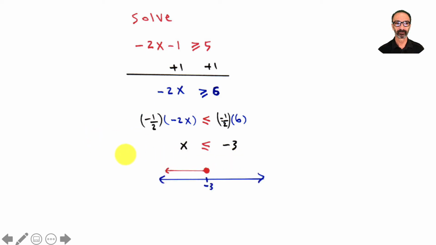Graphically, from negative infinity to -3, including -3, as a set, brackets at -3, from negative infinity to -3, including -3.